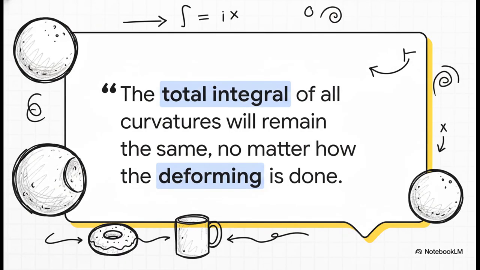And this is the wildest part. Imagine you have a perfect sphere. Now, imagine you put a big dent in it. The local curvature has changed, right? Some spots are flatter, some are more curved. But this theorem guarantees that as long as you didn't tear a hole in it, the total amount of curvature over the whole surface remains exactly the same. It just redistributed itself, because its topology, its Euler characteristic, didn't change.